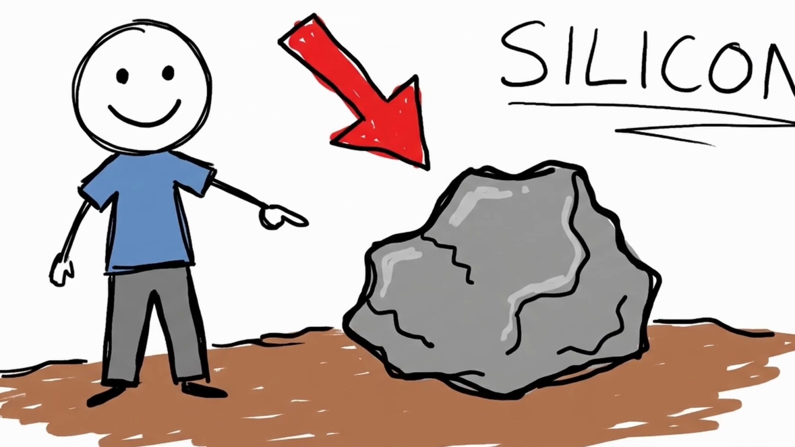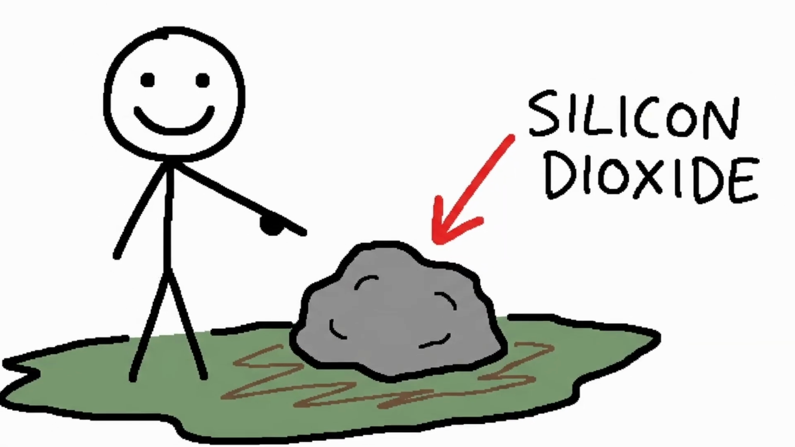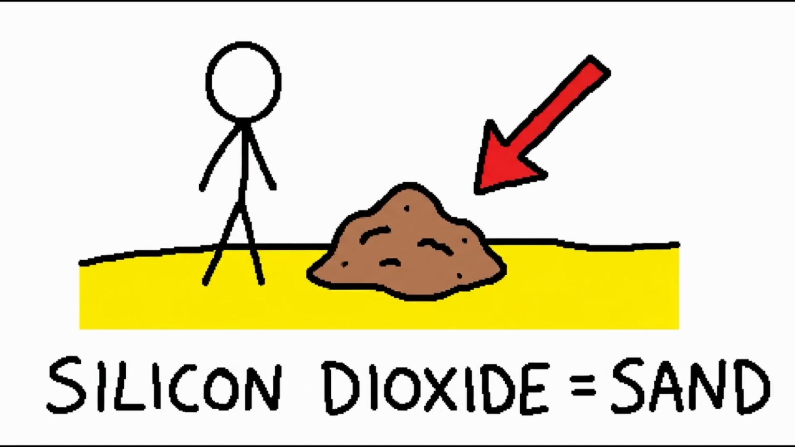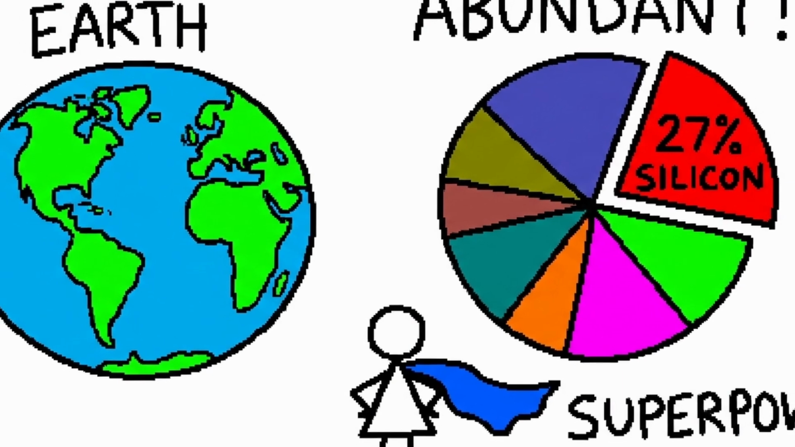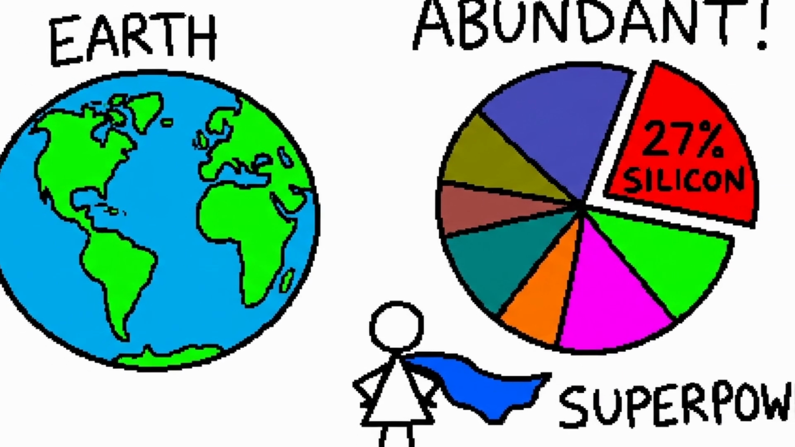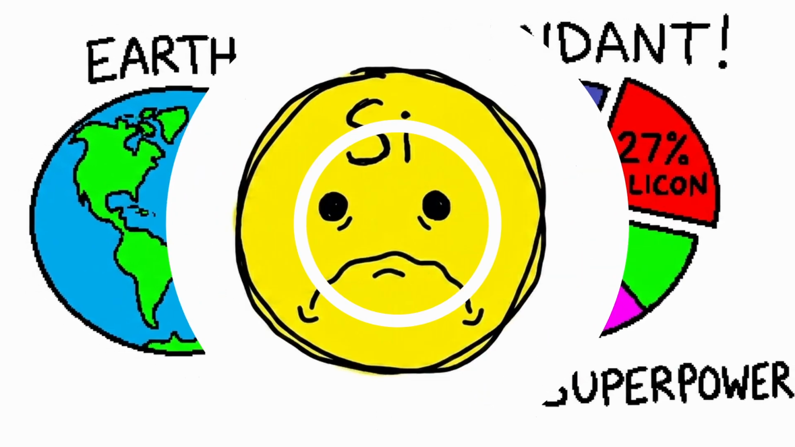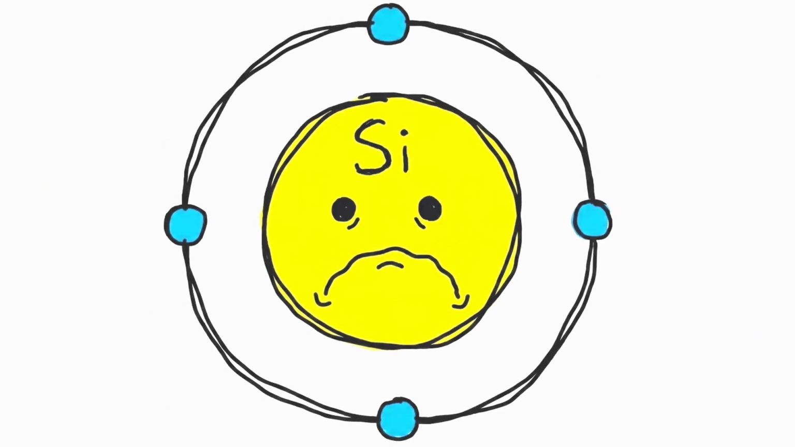Now, you won't find pure silicon just laying around in nature, but you will find silicon dioxide, silicon bonded with oxygen. You know what we call silicon dioxide? Sand. It makes up over 27% of the Earth's crust. It is the second most abundant element on the planet, which is incredibly lucky for us because it has a superpower. Silicon has exactly 4 electrons in its outer shell.